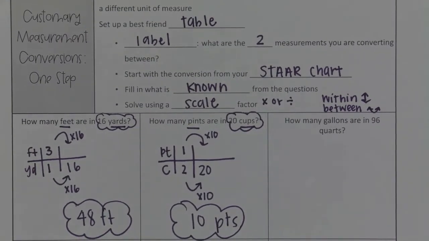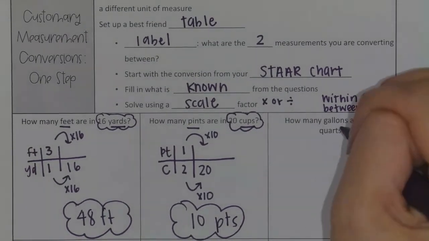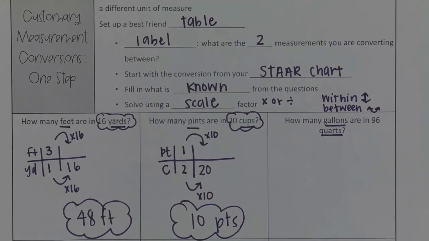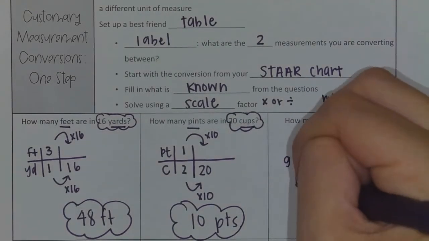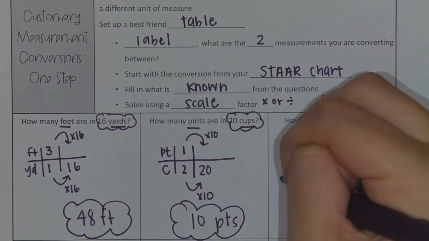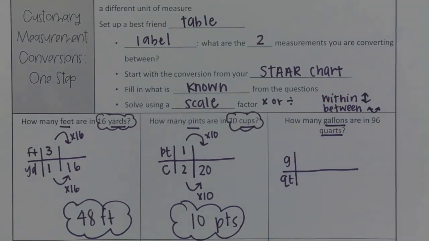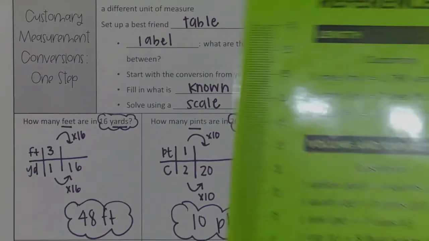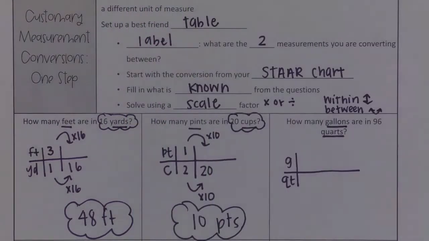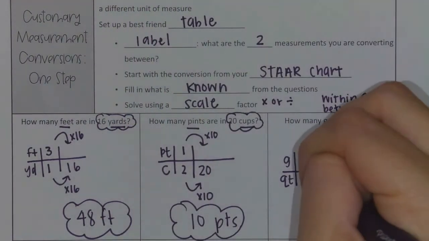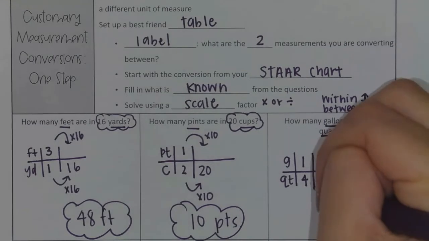Our next one says, how many gallons are in 96 quarts? So my best friends here are gallons and quarts. So when I set up my table with labels, I'm going to do a G for gallons, a QT for quarts. I'm going to go to my star chart. And on my star chart, I see that 1 gallon is equal to 4 quarts. So I'm going to put a 1 next to G, a 4 next to the quarts.